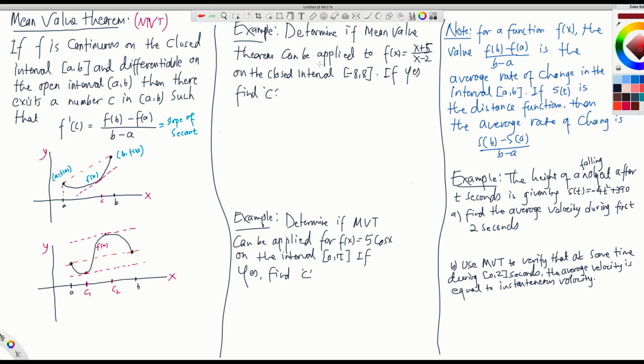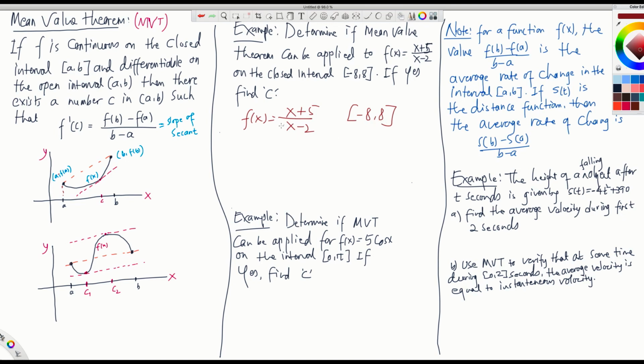Determine if the mean value theorem can be applied to f(x) = (x + 5)/(x - 2). What is given is f(x) = (x + 5)/(x - 2). The interval is -8 to 8. Do you think this function is continuous at all the points between -8 and 8, including -8 and 8? The answer is no. Why?